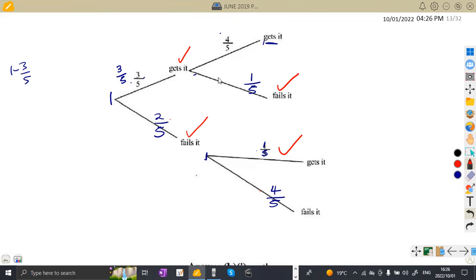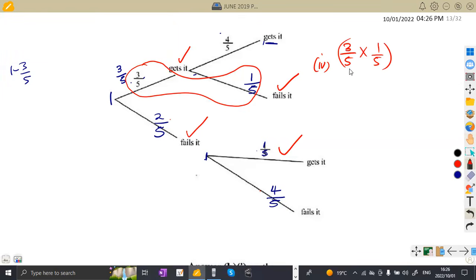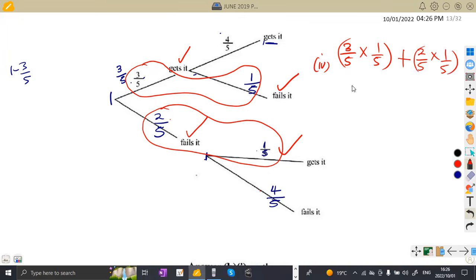So these were the 2 conditions that we're supposed to have. Our item 4 was supposed to be containing these 2. The first one is going to be 3 over 5 along this 1 over 5 in this branch. So it's 3 over 5 times 1 over 5. That is for the learner to get 1 correct, plus the other one now, which is 2 over 5 by 1 over 5. So that was the condition.